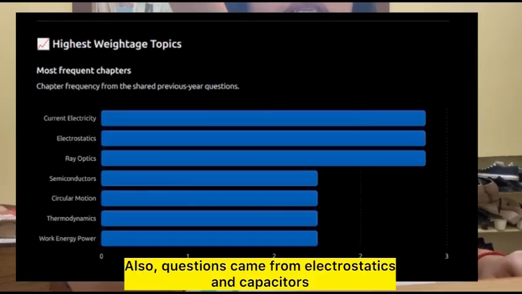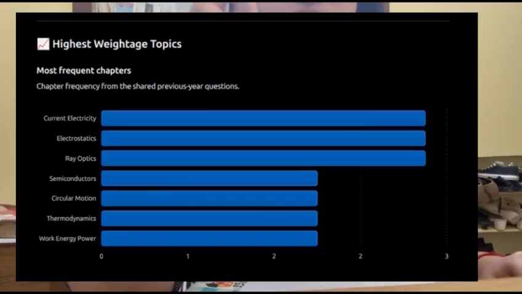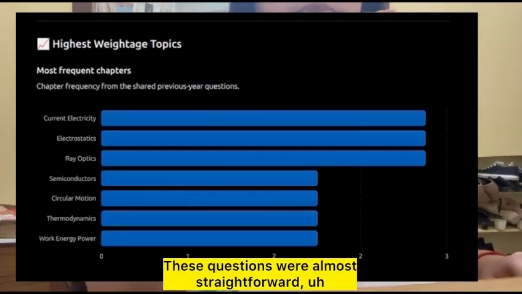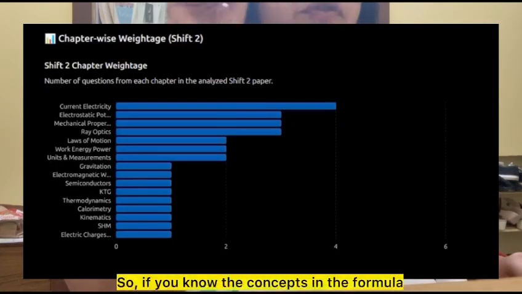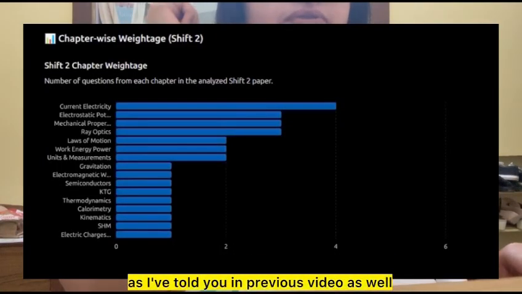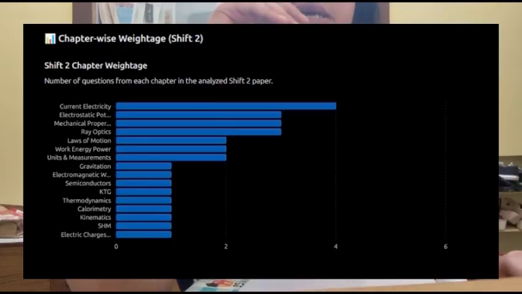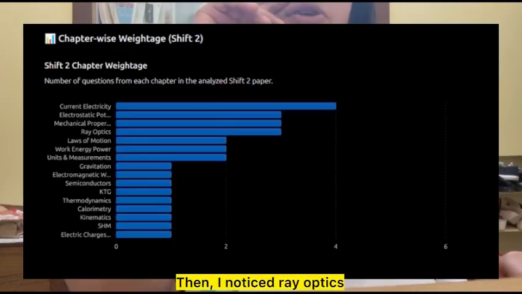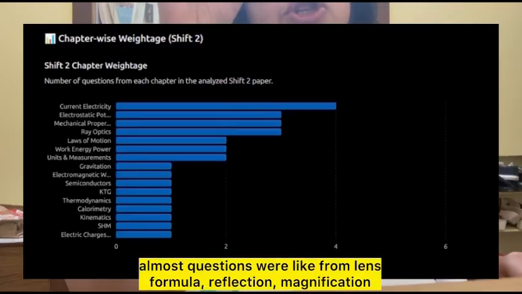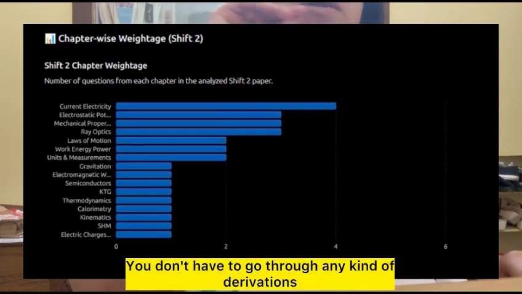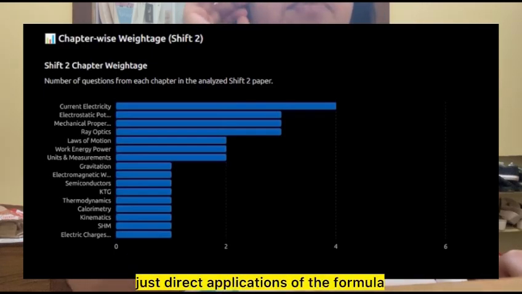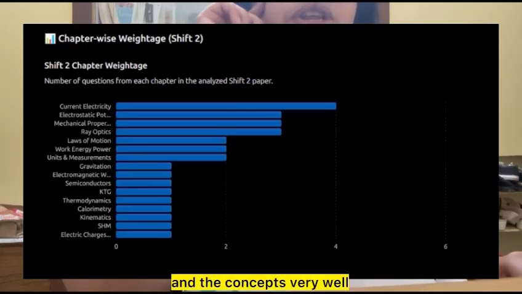Also, questions came from electrostatics and capacitors. These questions were almost straightforward, directly formula based. So if you know the concepts and the formulas, as I've told you in the previous video as well, you can do it directly. Then I noticed ray optics. Almost all questions were from lens formula, reflection, magnification, and lens combination. You don't have to go through any kind of derivations, just direct application of the formula. So make sure you go through the formulas and the concepts very well.